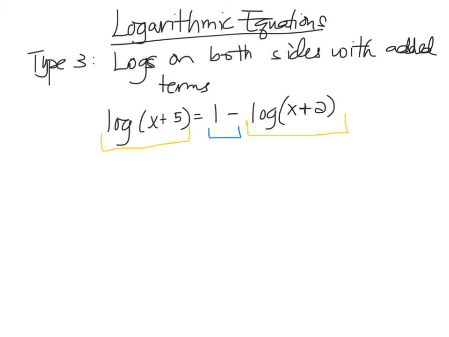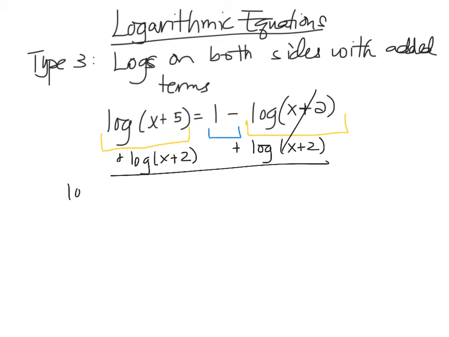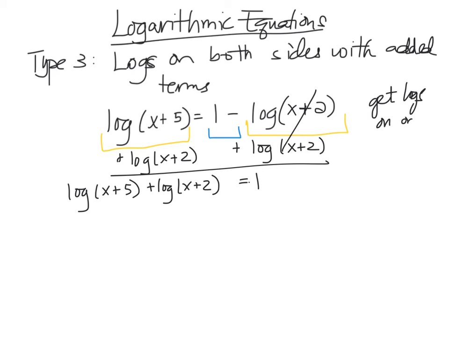So to do that, I need to add everything to the right of this minus sign, so log of x plus 2, to both sides. These two things cancel out. You get log of x plus 5 plus log of x plus 2 equals 1. So get the logs on one side.